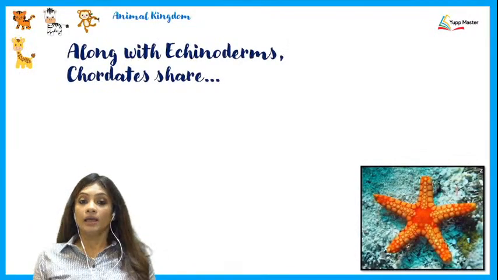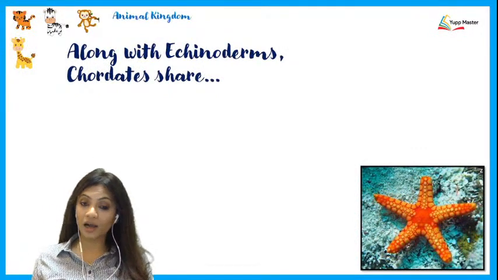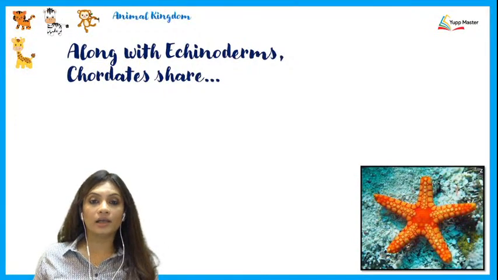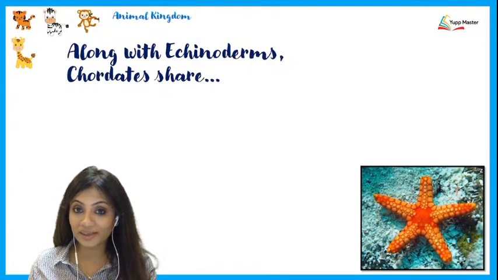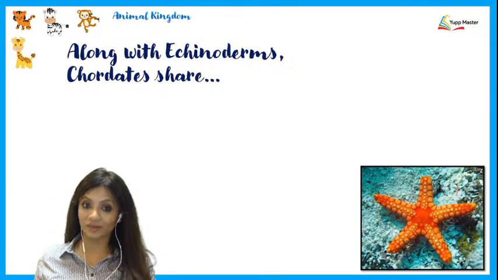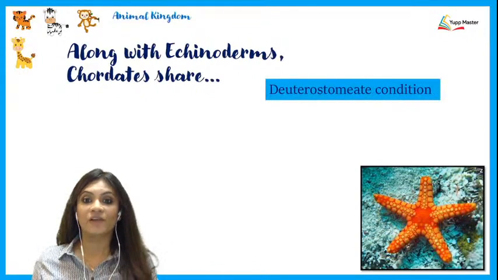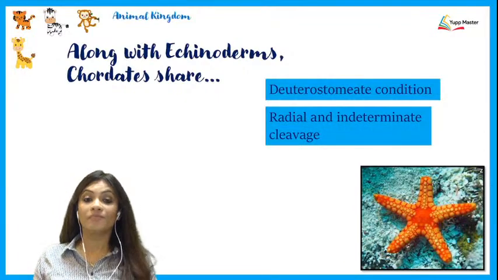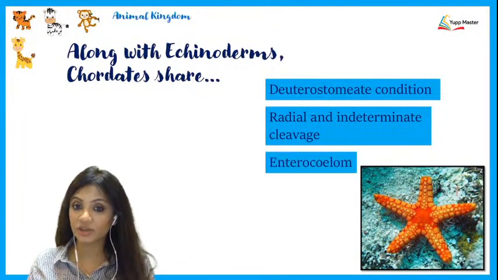Now let's see some other important points. We see that there are many features which are similar in the chordates and also in echinoderms. Remember echinoderms? Along with the echinoderms, chordates share certain characteristics. Which exactly are these? First, they have a deuterostomate condition. Second, the cleavage is radial and indeterminate. They have an enterocoelom.